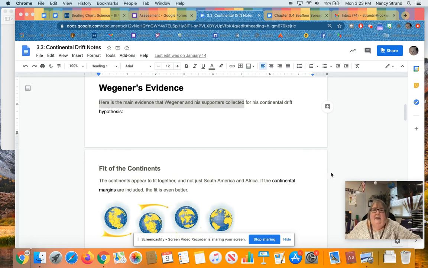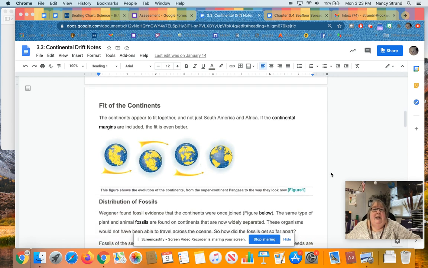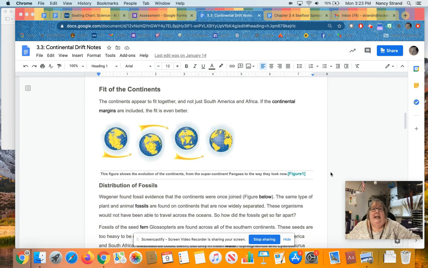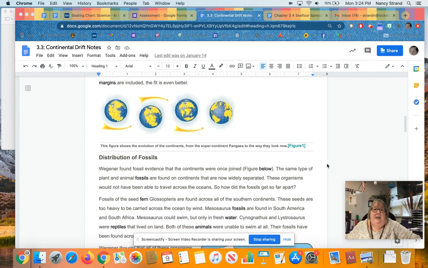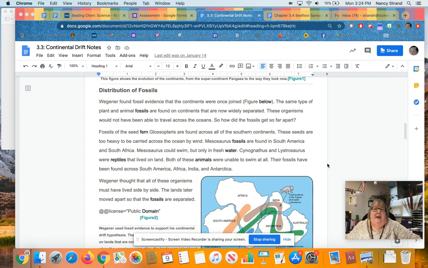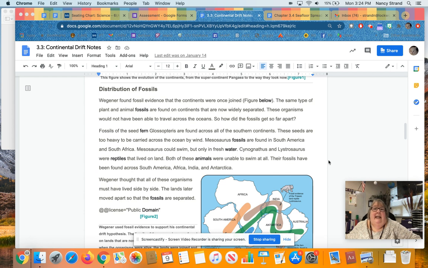The fit of the continents. The continents appeared to fit together, not just South America and Africa. If the continental margins are included, the fit is even better. The distribution of fossils. Wegener found fossil evidence that the continents were once joined. The same types of plant and animal fossils are found on continents that are now widely separated. These organisms would not have been able to travel across the oceans. So, how did the fossils get so far apart?